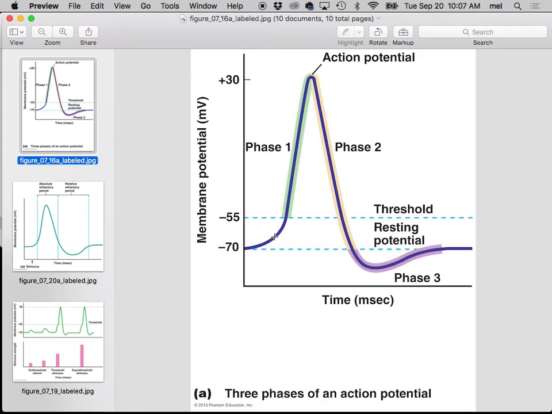And this is the one that the other class couldn't quite get. What kind of potential is this? It's not resting, and it's not action. What is it? Graded, exactly. So this is a graded potential. But to be more specific, guys, it's a depolarizing graded potential, right?